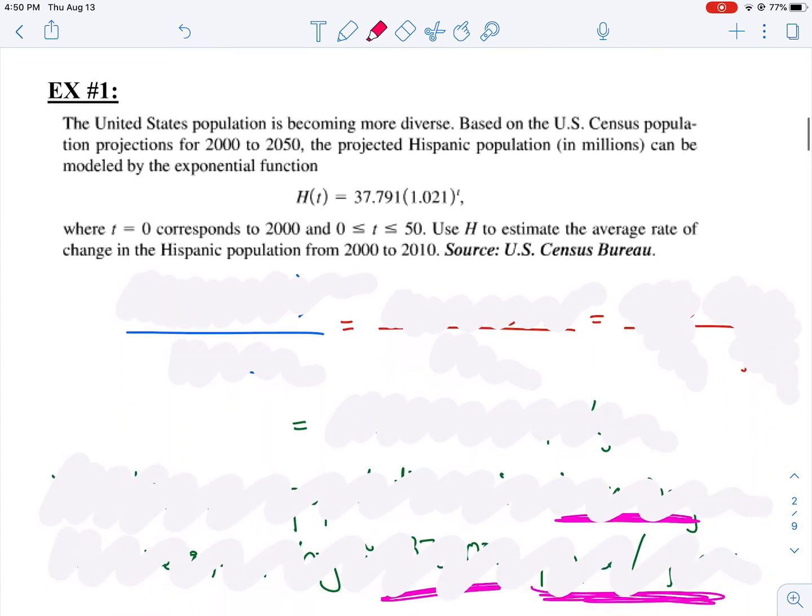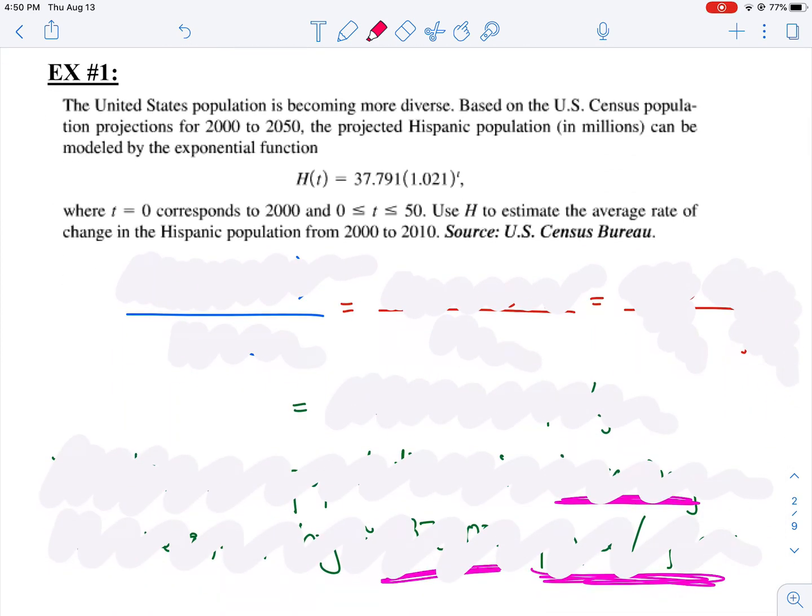Let's do an example. Example number 1 says the United States population is becoming more diverse. Based on the U.S. Census population projections from 2000 to 2050, the projected Hispanic population in millions can be modeled by the exponential function given below, where t equals 0 corresponds to 2000, and so that means this is going from 0 to 50, from 2000 to 2050. Use H to estimate the average rate of change.